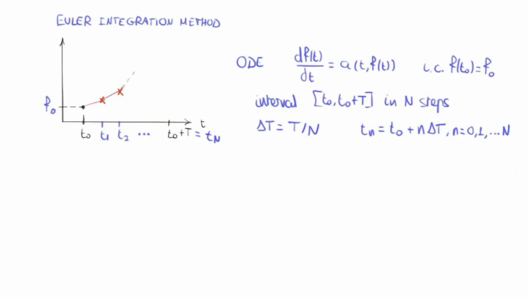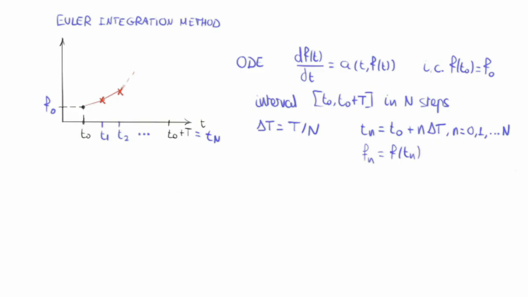The goal is to integrate the trajectory in an interval between t0 and t0 plus t in n steps of equal size delta t. We've created here a grid of monitoring times for the trajectory that are equally spaced in the interval. So here we have t0, t1, t2, up to t capital N. We'll denote the values of the trajectory at time tn as fn.